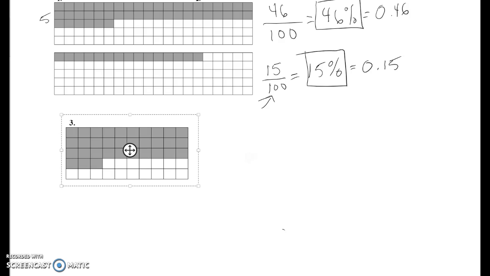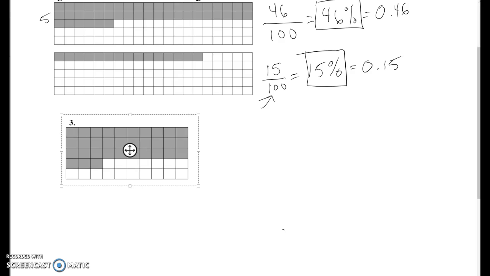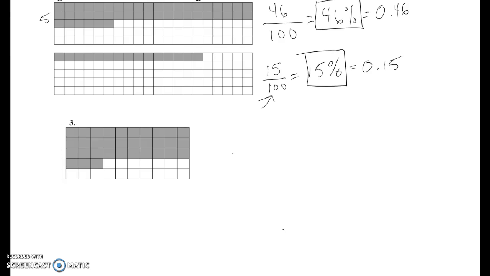So number 3 is a little bit different because it doesn't have 100 squares. It has 1, 2, 3, 4, 5. Let me make sure I'm drawing here. No, it won't let me draw. Okay. It has 5, but only 10 on top, so it's out of a total of 50. Okay? And there's 10, 20, 30, 1, 2, 3, 33 out of 50 that are shaded.